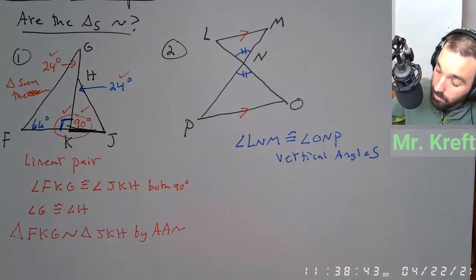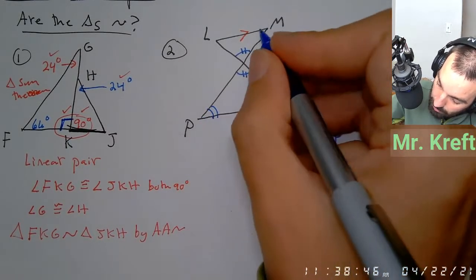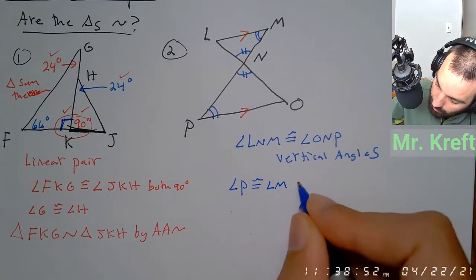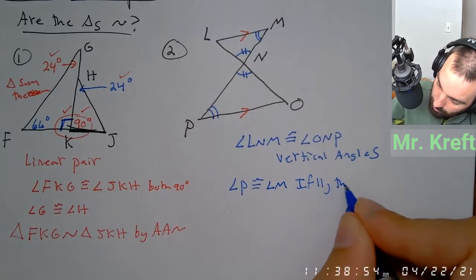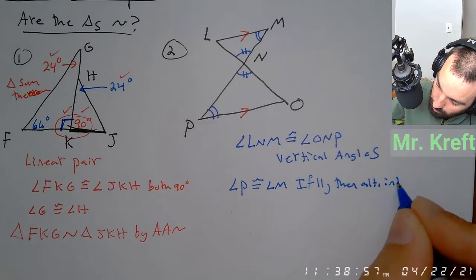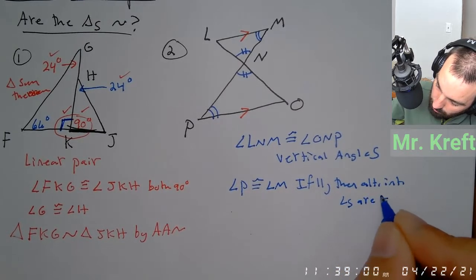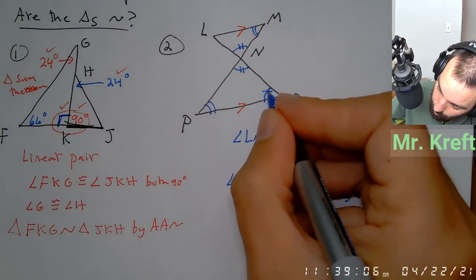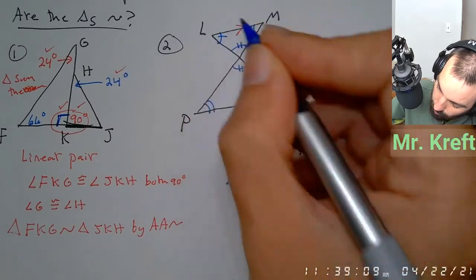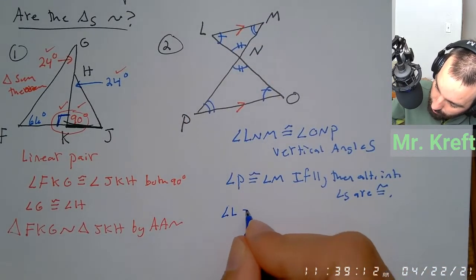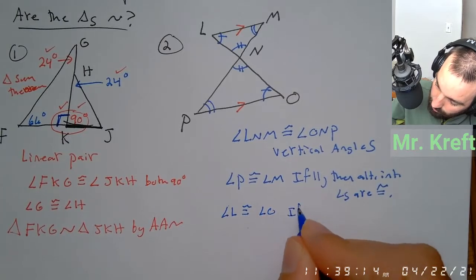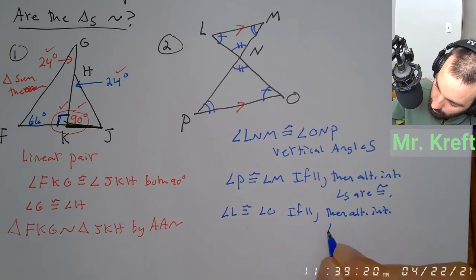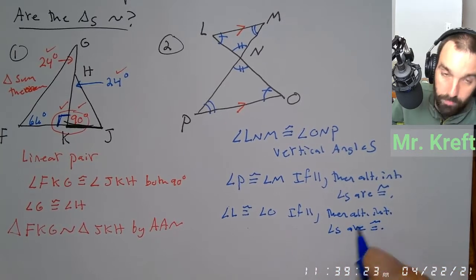Okay, but we also have alternate interior angles, and we can go angle P and angle M. So I might say angle P is congruent to angle M, and the reason is if parallel lines, then alternate interior angles are congruent. Or I could say angle L is congruent to angle O, and it's the same reason: if parallel lines, then alternate interior angles are congruent.